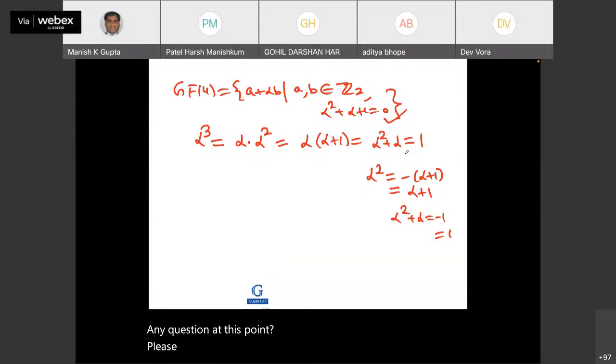Please unmute. How does minus alpha plus 1 equal alpha plus 1? Because minus 1 is the same thing as plus 1, right? Integer modulo 2, what is the condition?